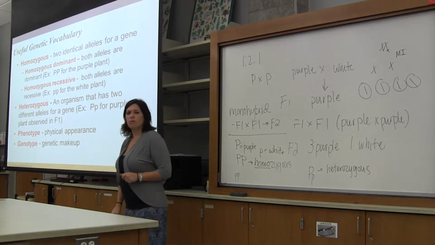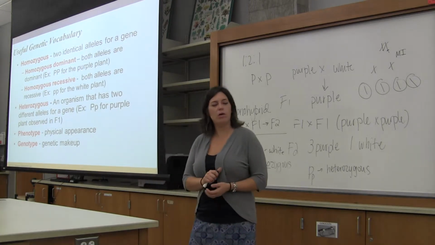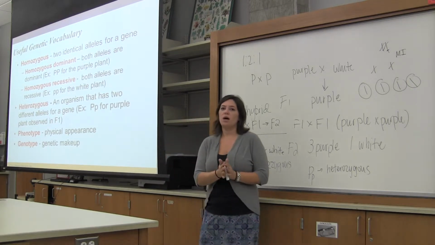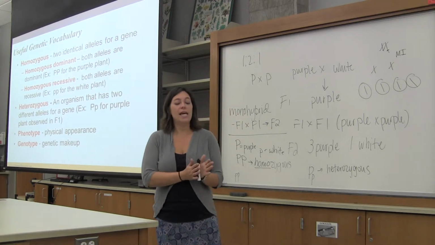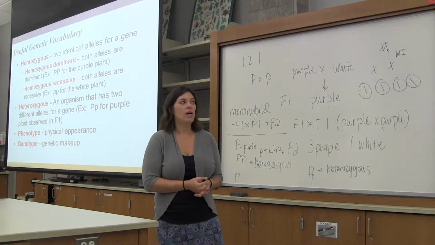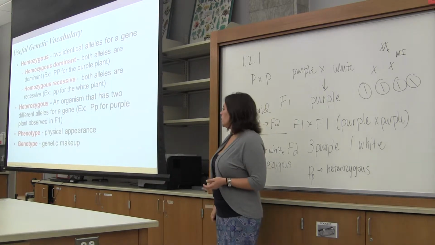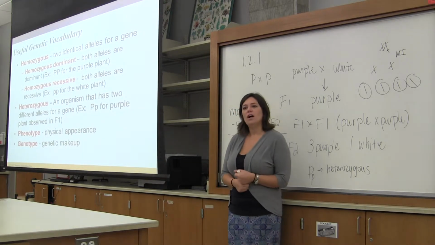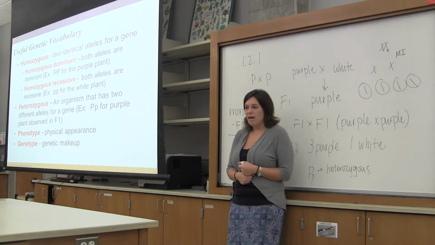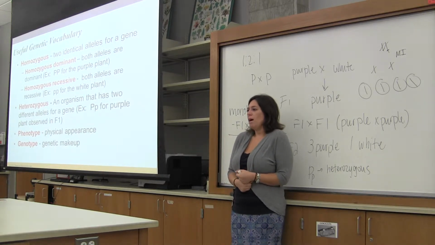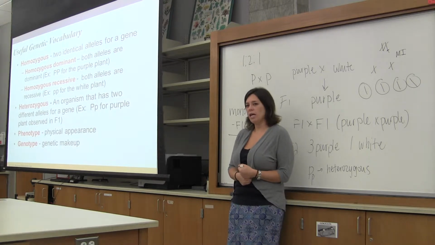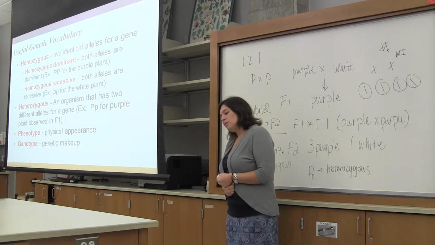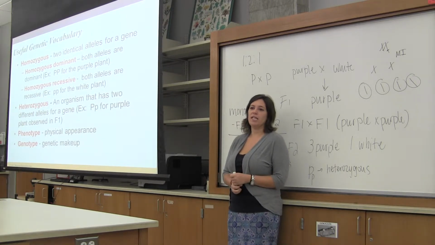Okay, so these are some terms that we've already gone over at this point, but we'll go over them one more time. When we're talking about the genotypes of these different types of plants or whatever organism we're talking about, they're going to be either homozygous or heterozygous. Homozygous means that it's going to have the same copy of the allele. In other words, it's going to have either two capital Ps or two lowercase ps. So they're going to be the same. And so they can either be homozygous dominant or homozygous recessive.